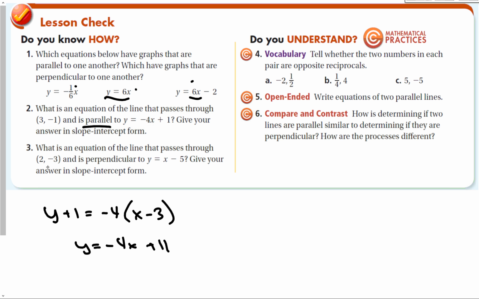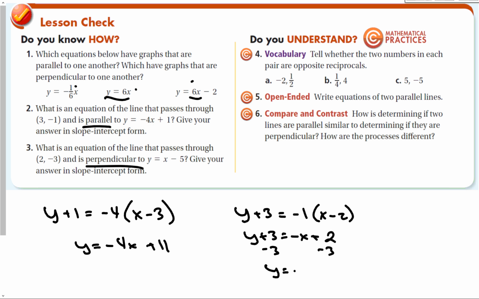Equation of a line that passes through (2, 3) and is perpendicular. Well, this has a slope of 1, so my new slope would be negative 1 over 1. So we would have y plus 3 equal to negative 1 times (x minus 2). So that'd be y plus 3 is equal to negative x plus 2. And then subtract 3 from both sides. So y is going to be equal to negative x minus 1.